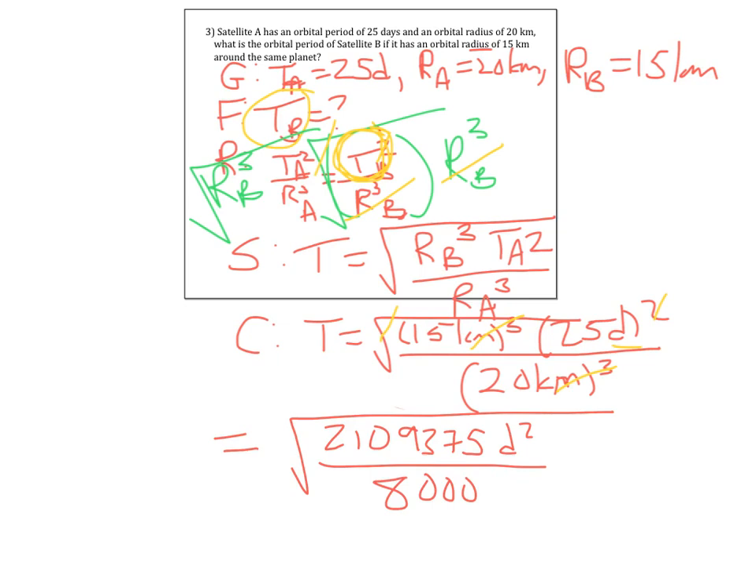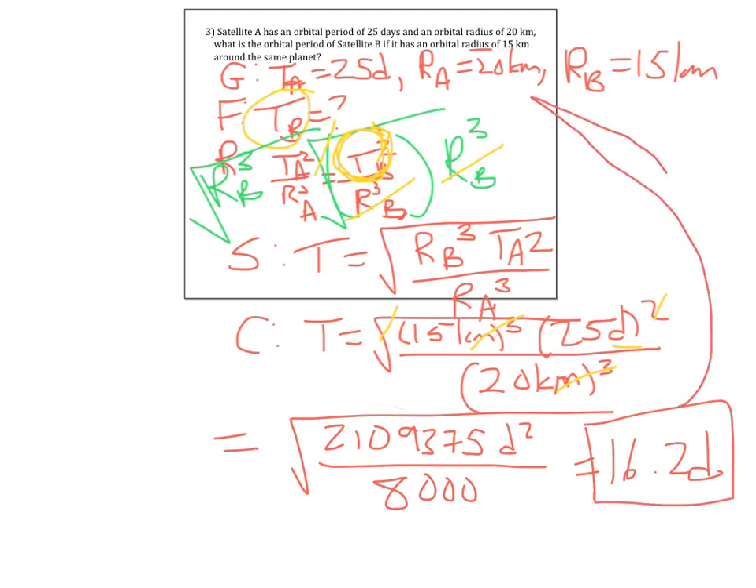So we take the 2109375, we divide it by 8,000, and then we take the square root of the answer, and we get 16.2 days, which again makes sense because we go back and we look up here and say, oh, it was 25 days. We said it was going to be less than 25. We said it probably wasn't going to just go down by 5 because the radius went down by 5. So it went down just a little bit, so that makes sense. All right, there's your last problem.